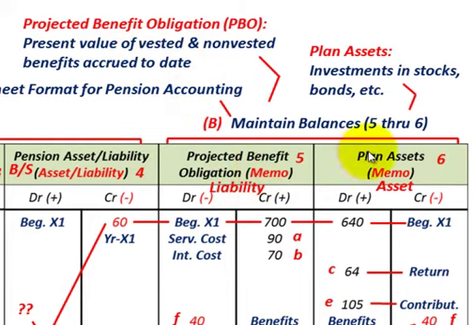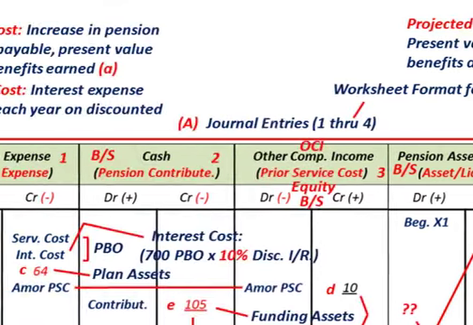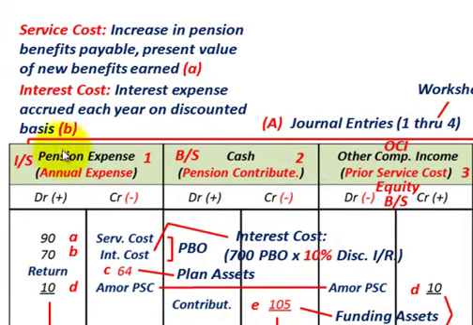And then our last account is going to be the plan assets. Again, it would be part of an asset account, and that really is whatever investments this pension plan has, like in stocks, bonds, and so forth. Okay, so let's start out here and go back to our first account, our pension expense.